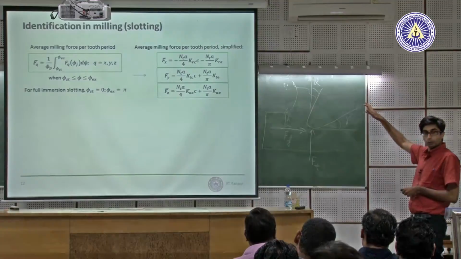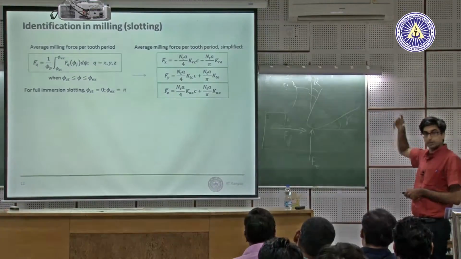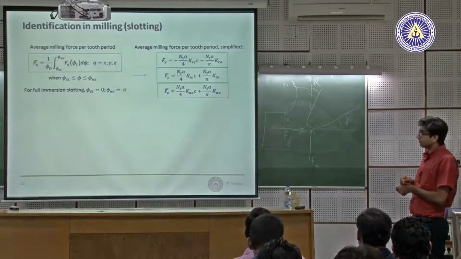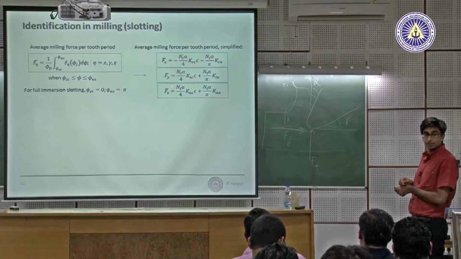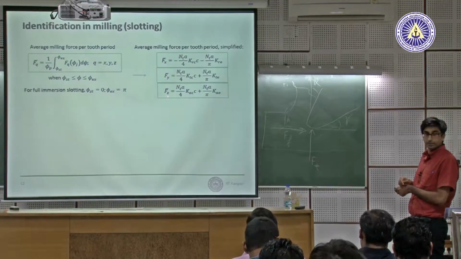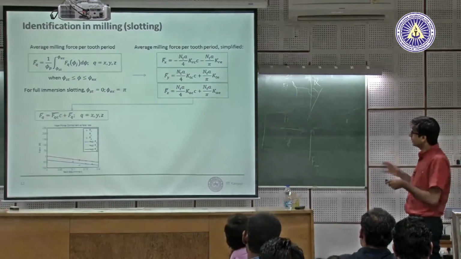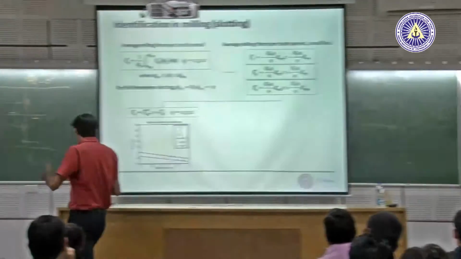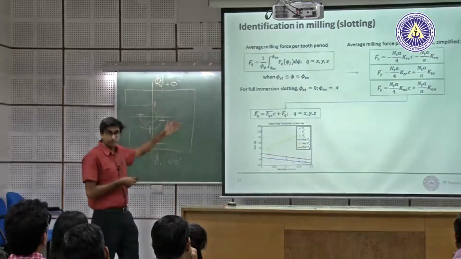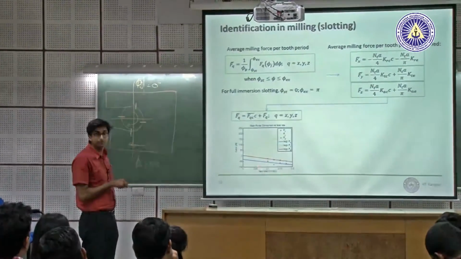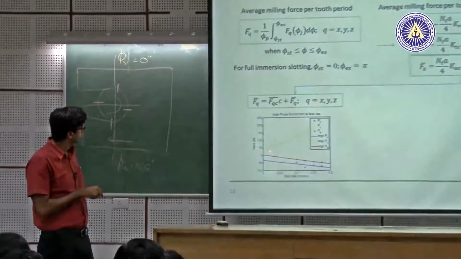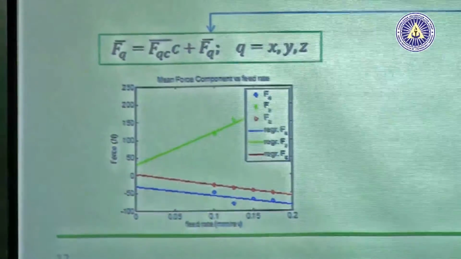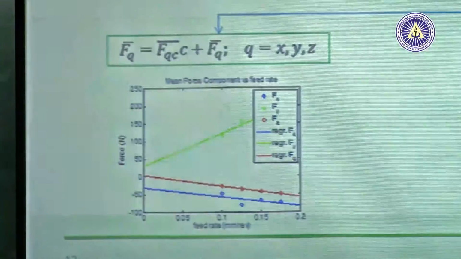But if you look at that analytical expression simplified for this geometry, you can reduce it to this. And this we're already measuring. We measured Fx, Fy, Fz. So you do some simple manipulation. Like we did experiments in turning, we do them in milling. On the x-axis is different feed per tooth. On the y-axis is different forces that you measured, and you fit a line. So you fit a slope.